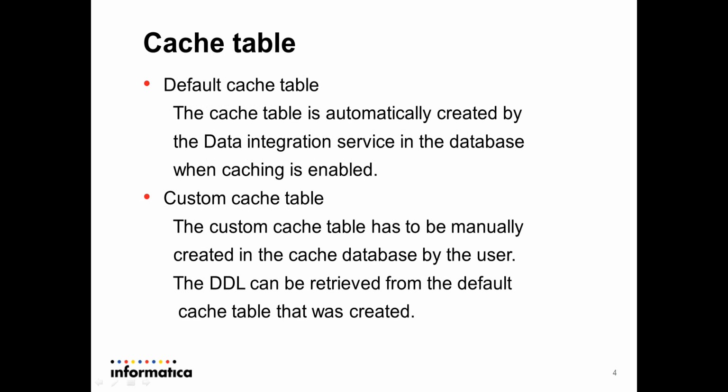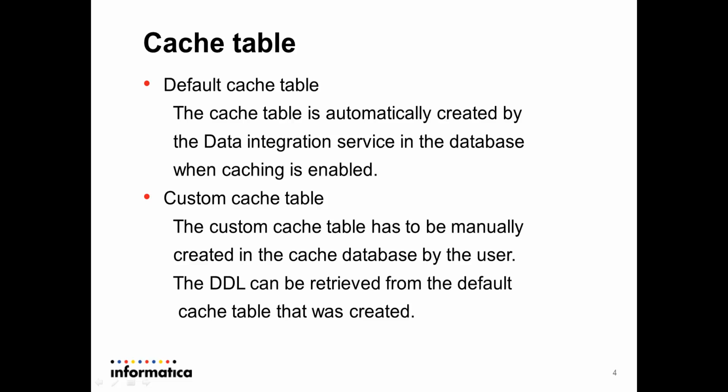So when the caching is enabled for a logical data object or a virtual table, by default, a cache table is created. And this default cache table is created by the data integration service. But if you do not want to use the default cache table and want to use a custom structure, you would use the custom cache table property. And this table has to be manually created by the user. In the further parts of the demo, I would show how to create this custom cache table.